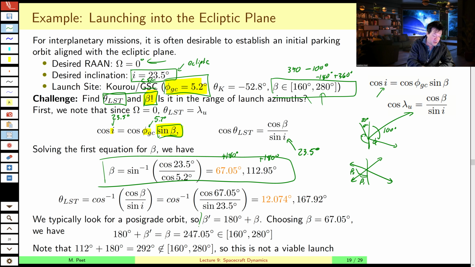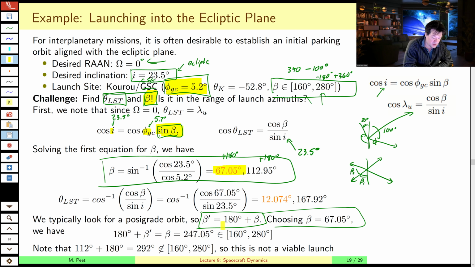So that's mentioned here, right? We're looking for a prograde orbit, so we're going to actually go the other direction. And which of these is going to work? We don't know, right? So we will check both of them. Let's start with the 67 degrees. I'm going to skip the right ascension for a moment. I'll come back to it in a second.